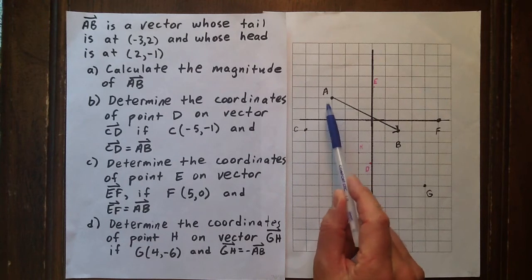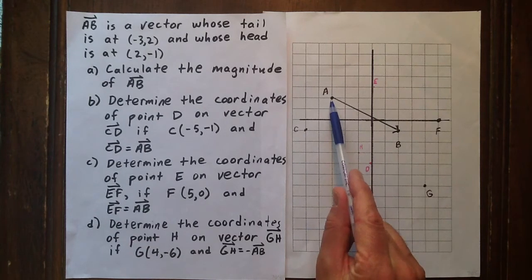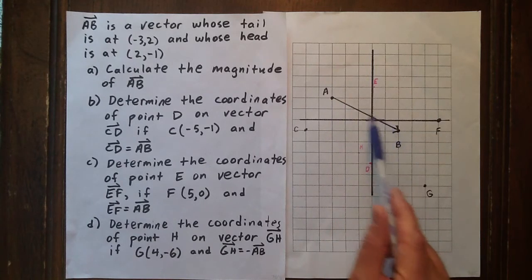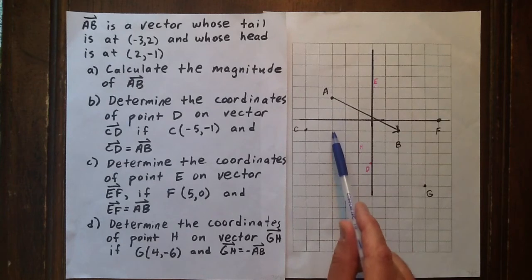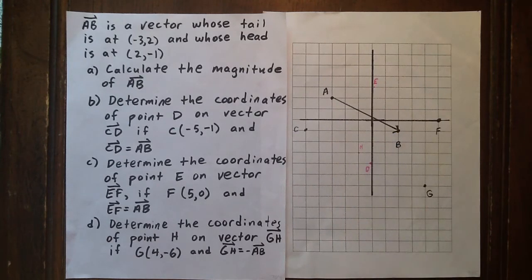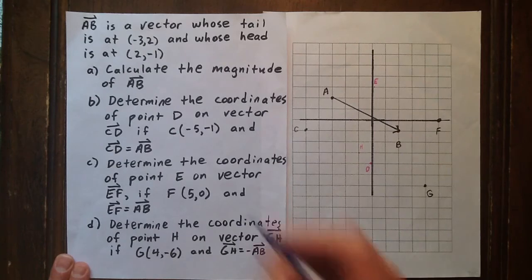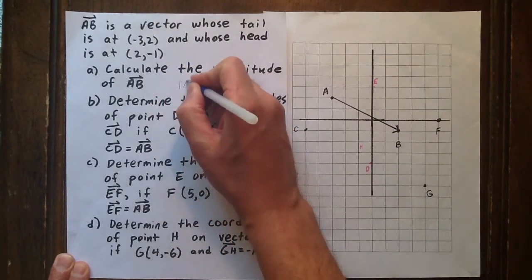So to determine the magnitude, we can use the distance formula or think of it as a Pythagorean theorem opportunity. And we see that d squared will equal 3 squared plus 5 squared. So the answer is root 34. The magnitude of AB is root 34.